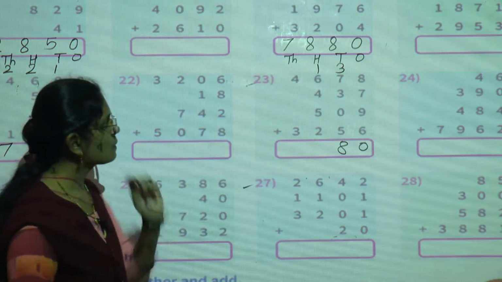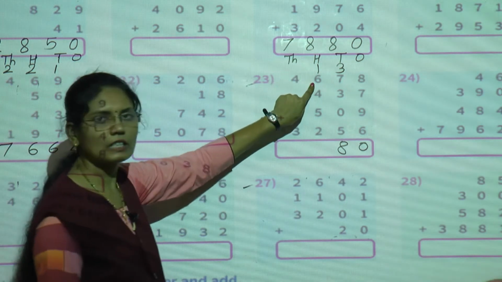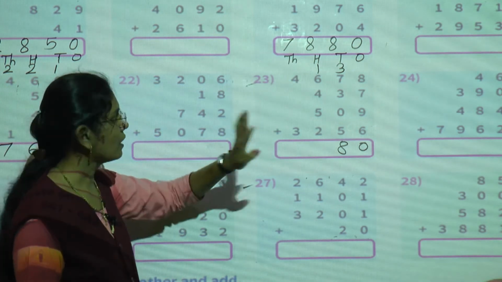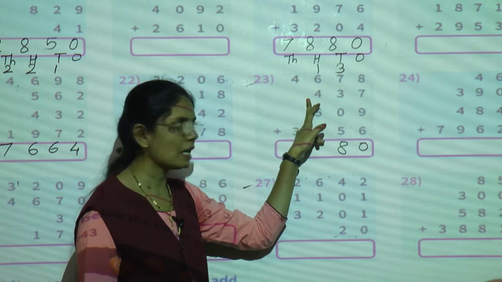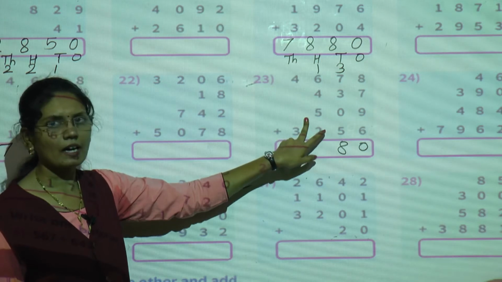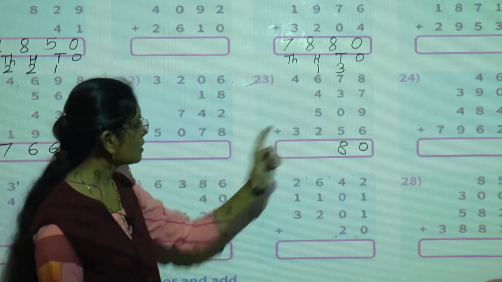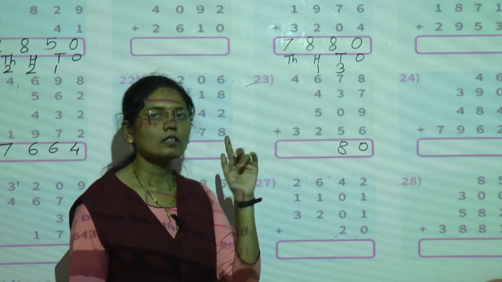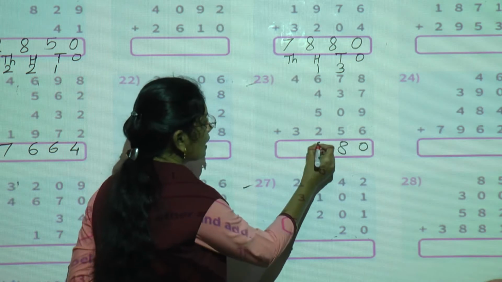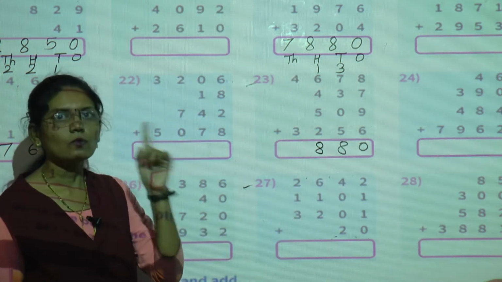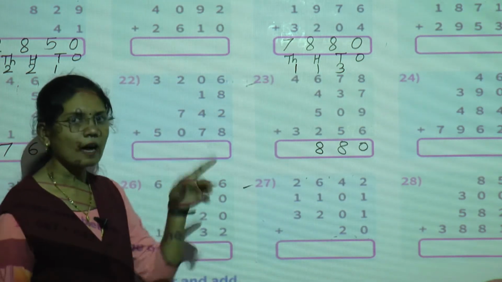Now see the hundreds place digit. Here 1 plus 6, 7. 7 plus 4, 11. 11 plus 5, after 11 count your 5 fingers. 11 plus 5, 16. And 16 plus 2, 18. So 1800 means 8 hundreds and 1000. So we will give 1 carry to the thousands place.